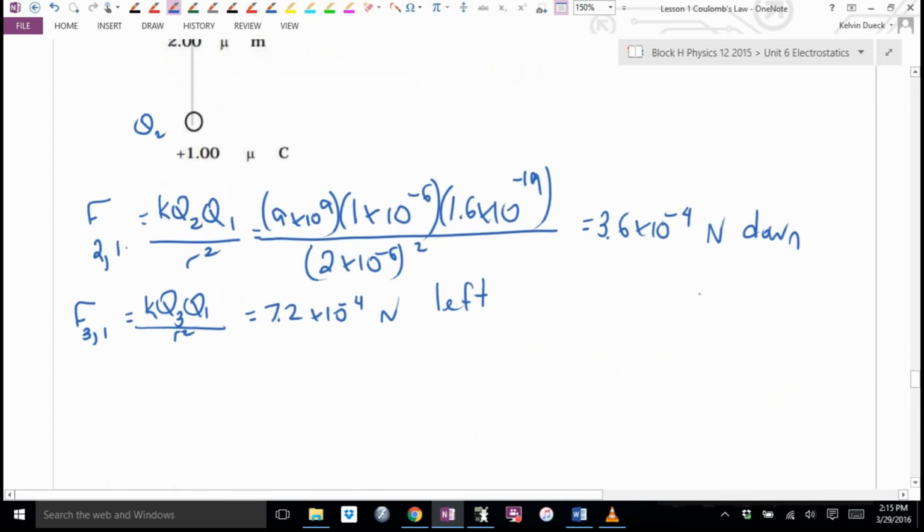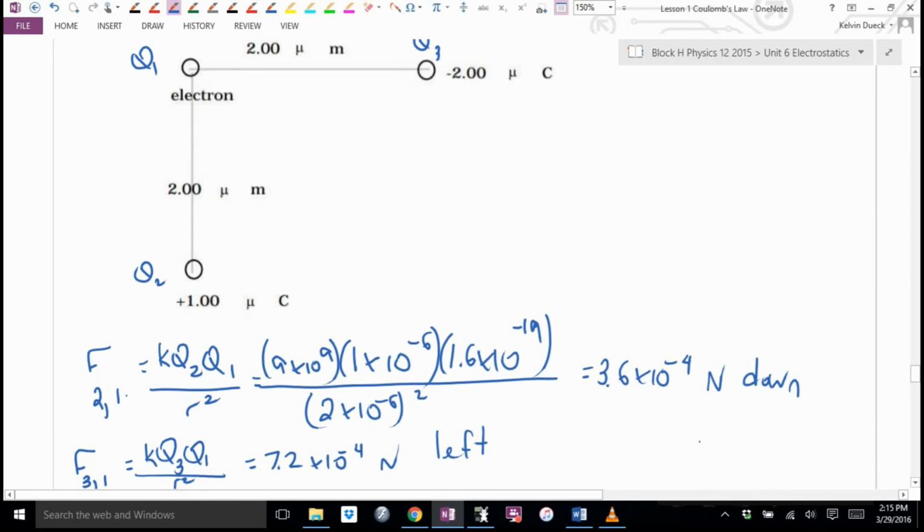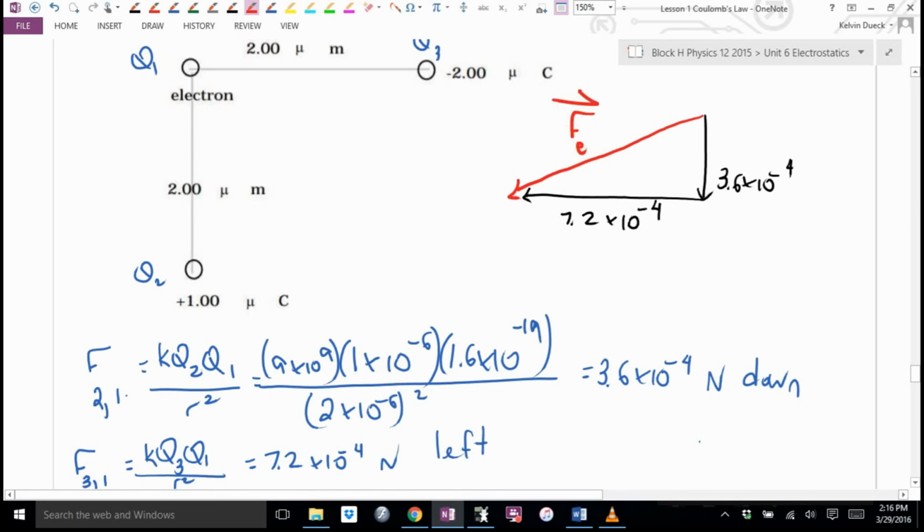This question says, find the overall force. Oh, how could I add those two together? So it's going to look like this. 3.6 times 10 to the negative 4 down. 7.2 times 10 to the negative 4 that way. And I drew my 7.2 roughly twice as long as the 3.6, just so I'm kind of to scale. Where's the resultant? From the tail of the first to the tip of the second, there's the force.